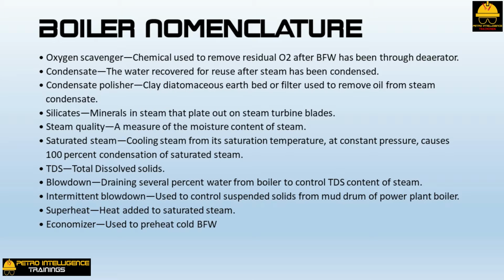TDS are total dissolved solids. Blowdown is draining several percent of water from the boiler to control the TDS content of steam. Intermittent blowdown is used to control suspended solids from the mud drum of a power plant boiler. Superheat is heat added to saturated steam. Economizer is used to preheat cold BFW.